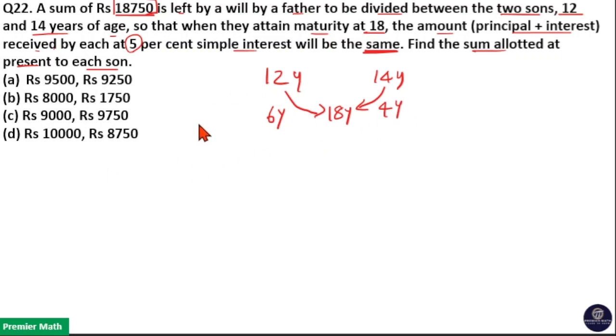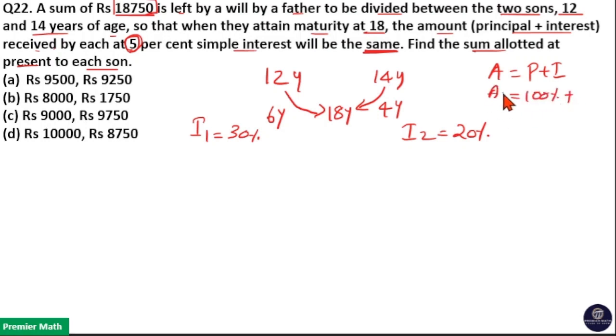Now, interest received by the first son: here 5% is the rate for both the sons. So interest received is equal to 6 into 5, 30%, and interest received by the second son is equal to 4 into 5, 20%. Now, you can see amount is equal to principal plus interest. If I consider principal as 100%, the amount received by the first son will be 100% plus interest 30%.